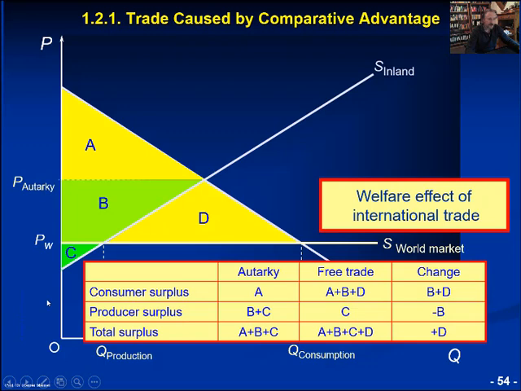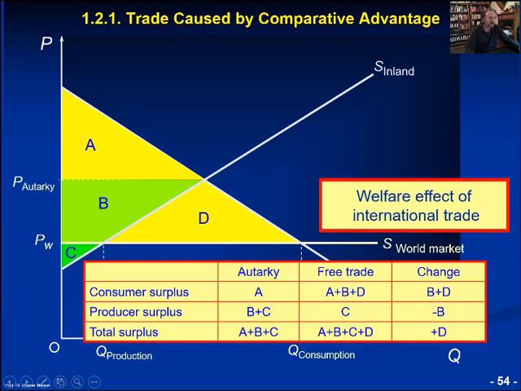In the initial state of autarky, consumer surplus equals the area A, while producer surplus equals B plus C. This is displayed by the second column of the table. Consumer surplus under autarky is A, producer surplus under autarky is B plus C, total surplus is A plus B plus C.